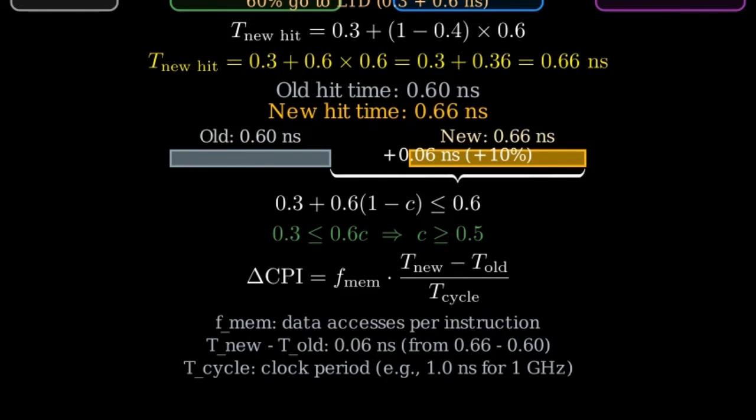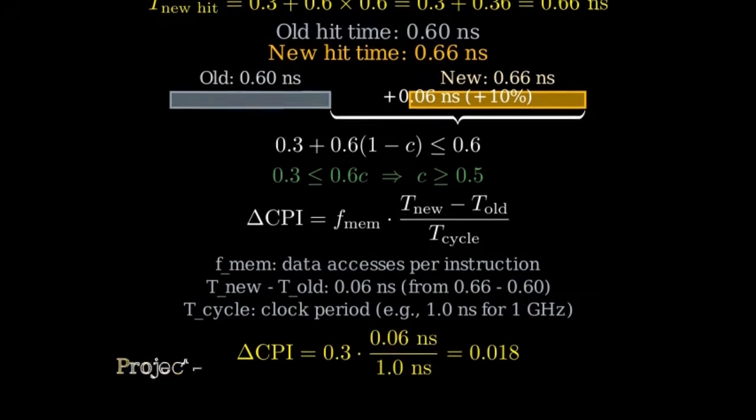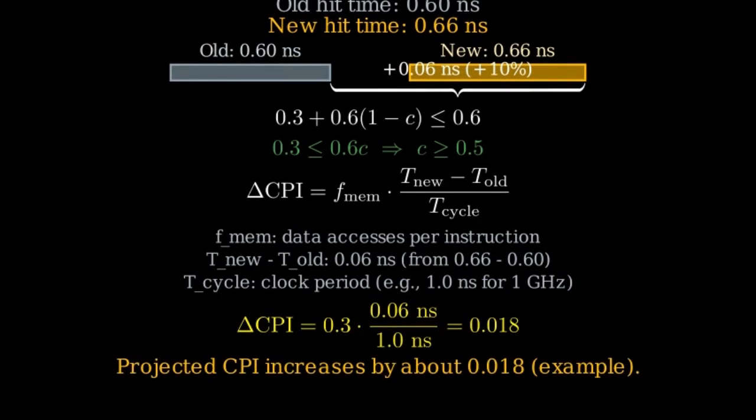Let us plug in one concrete example just to see the scale. Suppose the clock period is 1.0 nanoseconds, which is 1 gigahertz. And suppose on average 0.3 data accesses happen per instruction. Then delta CPI equals 0.3 times 0.06 divided by 1.0, which equals 0.018 cycles per instruction. This is a small slowdown, but real, coming purely from the slightly longer hit path. The exact value in your design will depend on your actual access rate and your clock.